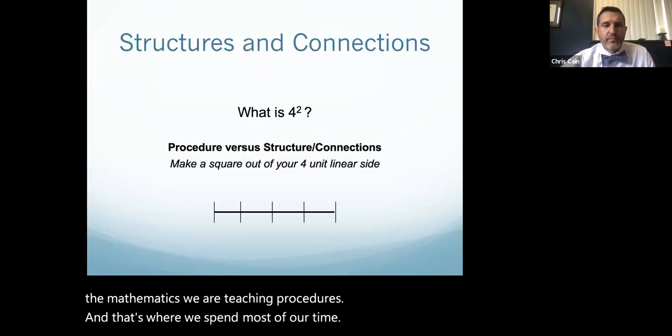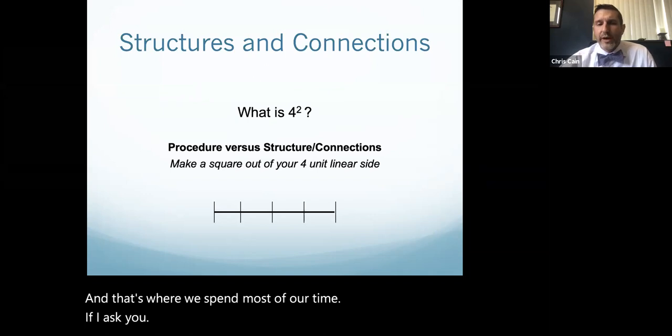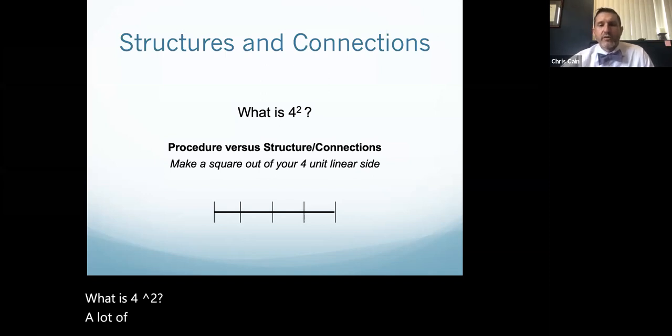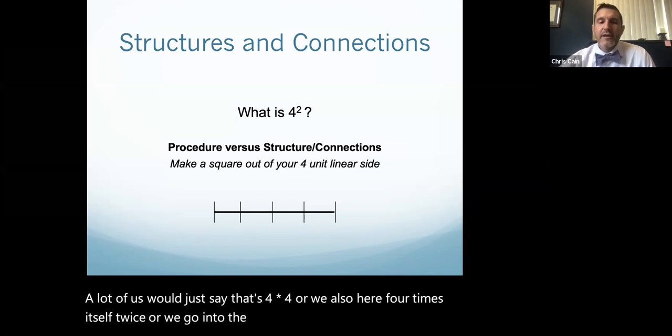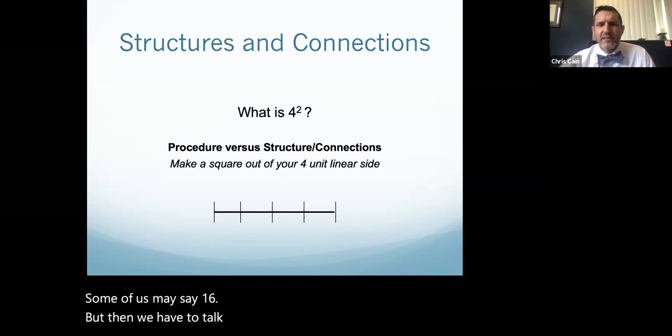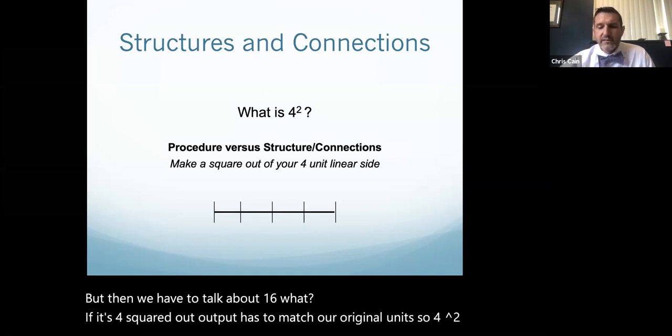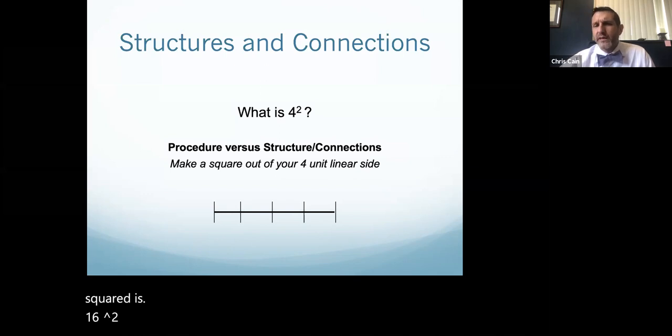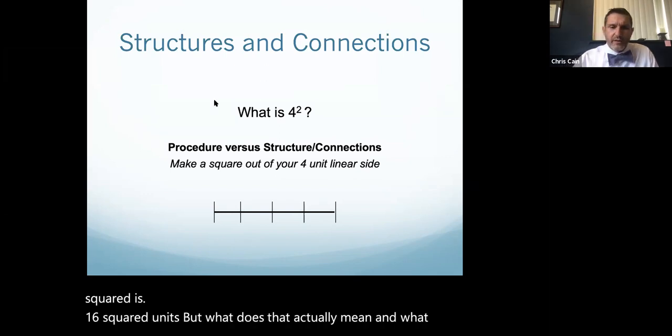If I ask you, what is 4 squared? A lot of us would just say, oh, well, that's 4 times 4. Or, we also hear 4 times itself twice, or we go into the procedure of how to get the answer. So some of us may say 16, but then we have to talk about 16 what? If it's 4 squared, our output has to match our original unit. So 4 squared is 16 squared units, but what does that actually mean? And what is 4 squared?